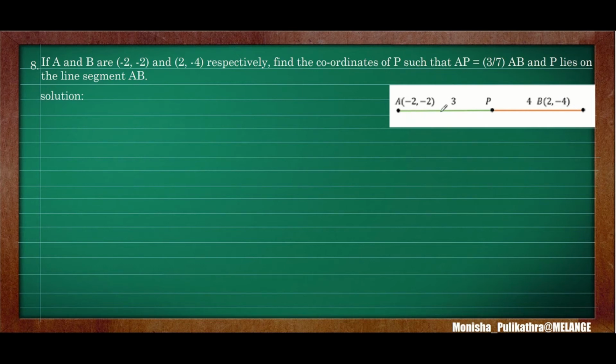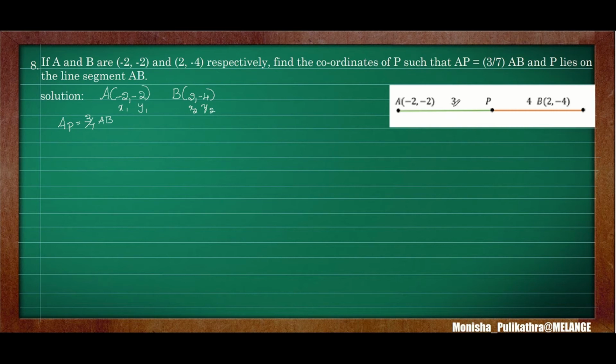Here the value of AP is given, that is AP is equal to 3/7 AB. AP is the 3/7th part of AB. These are the informations which they have given here. So first, point A is (-2, -2). This is x1, y1. Next, point B is (2, -4). So this one is x2, y2. The next information they have given is AP is equal to 3/7 AB.